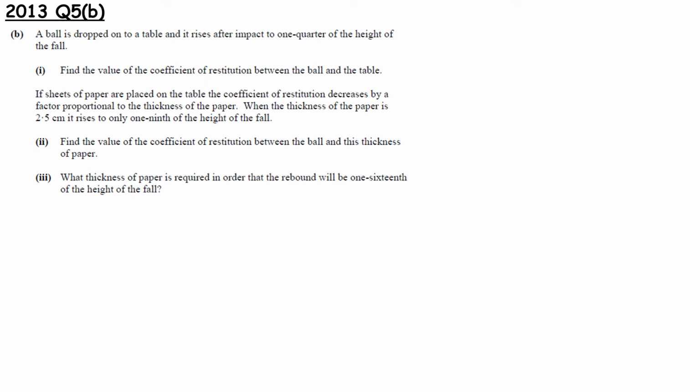Let's take a look at the 2013 question 5 part B. So this is one of the few single body collisions that we have seen, and it is the only one in recent years.